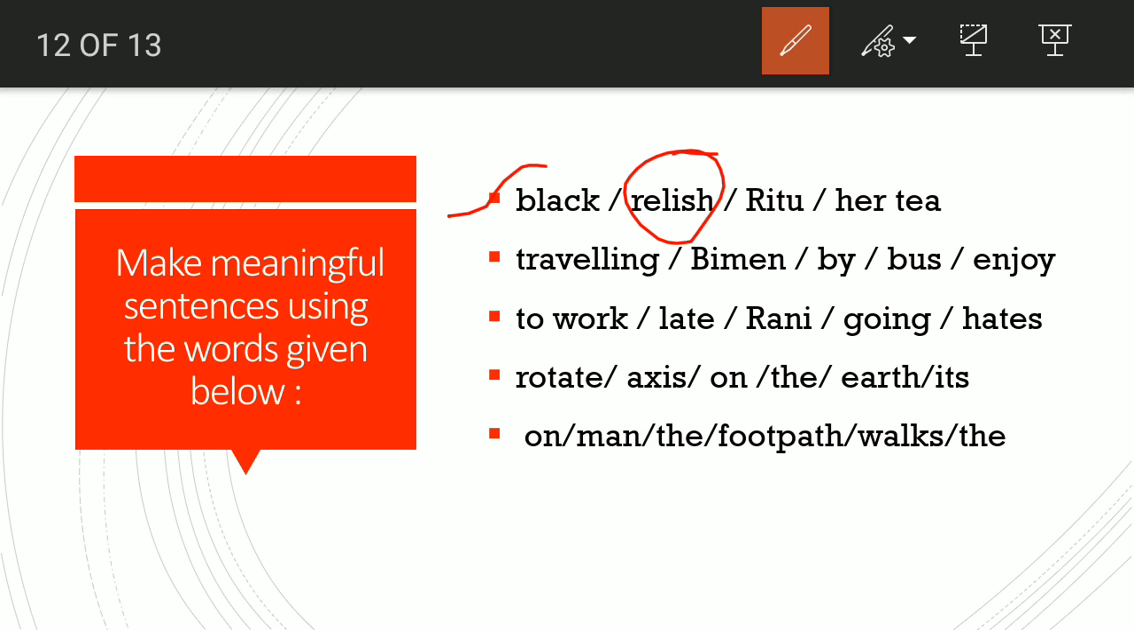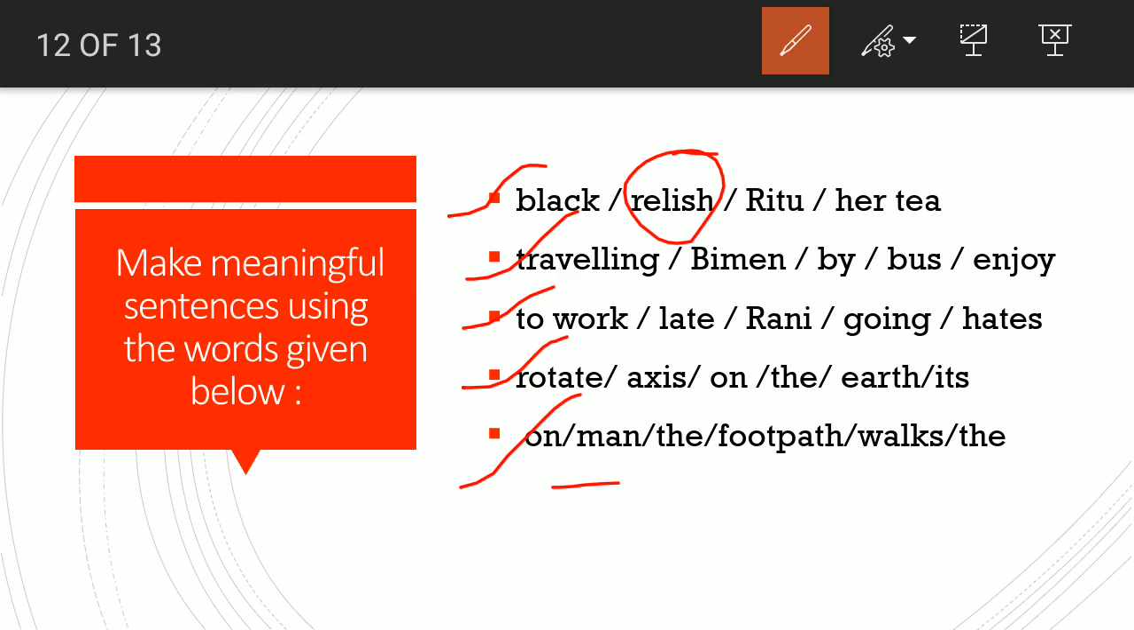लेकिन verb में आपको अभी भी decide करना है whether you have to add s or not. Number 2, traveling Bimain by bus enjoy. Number 3, to work late Rani going hates. Number 4, rotate axis on the earth its. Number 5, on man the footpath walks the.